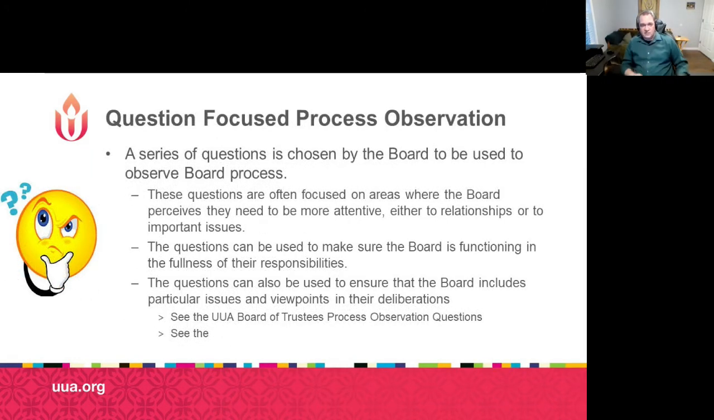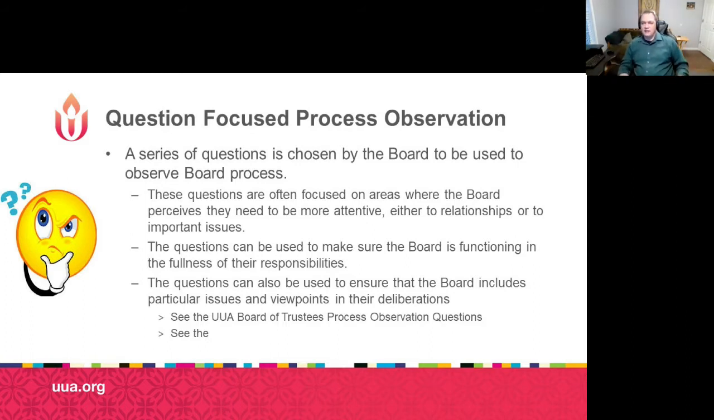So question-focused process observation, the first of these two styles, is a series of questions that the board negotiates beforehand that they will use at the end of each session to ask themselves how they were together in this session, how the process worked. The questions are different for every board because they're focused in part on areas where the board perceives they need to be more attentive. Usually there are 2 to 5 questions, 3 is a good number, that the board is going to respond to at the end of the board meeting.